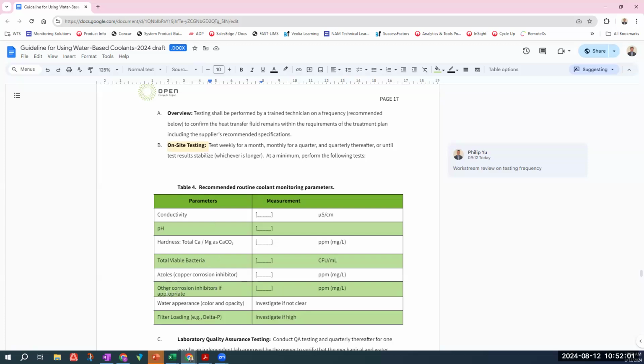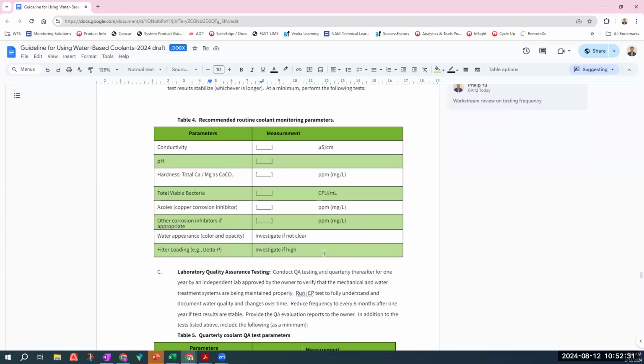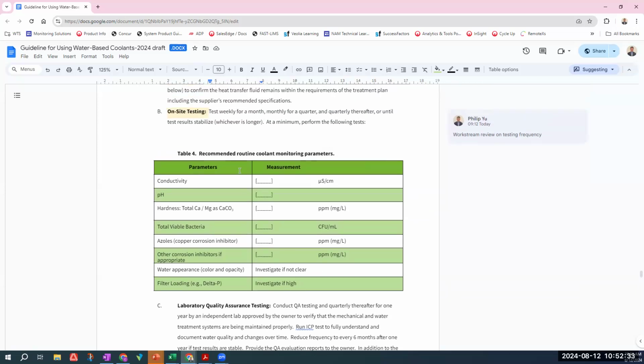You can actually test for copper, or test for azole. If you have aluminum, you might test for aluminum. So depending on how many tests you want to do as routine monitoring, you have to set up how much liquid you want to pull out. And if you pull out a little bit more, you might have to put more coolant in the CDU. Any questions on the testing frequency?